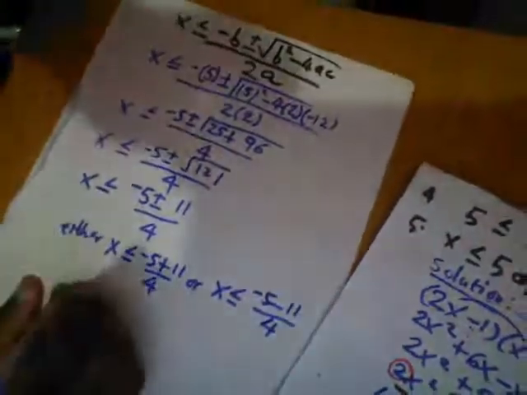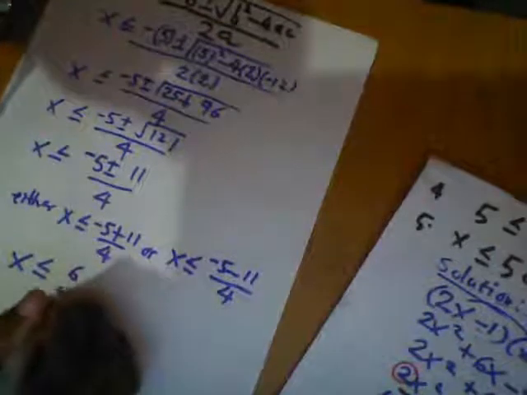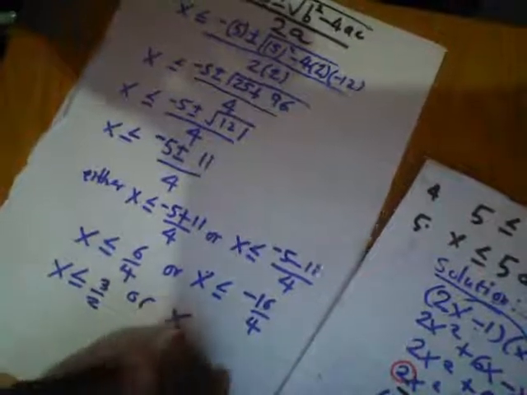So now let's finish. x is less or equal to negative 5 plus 11, which is 6 over 4, or x less or equal to negative 5 minus 11, negative 16 over 4. So finally x should be less or equal to 3 over 2, or x less or equal to negative 4. So this is my final answer here. Okay, so I'm going to go to my options and see which one is correct.